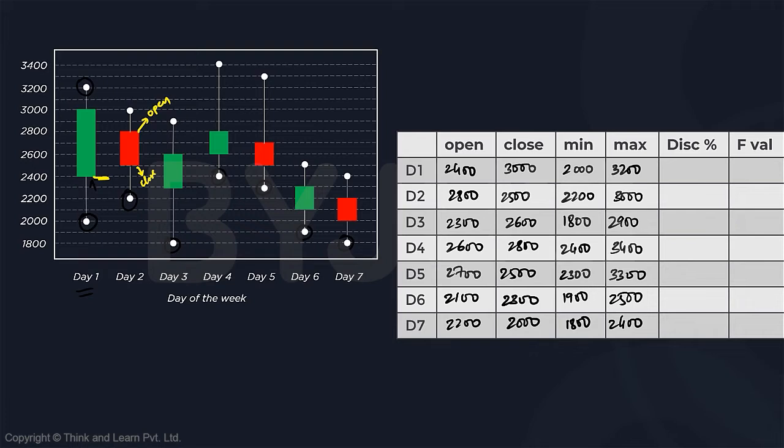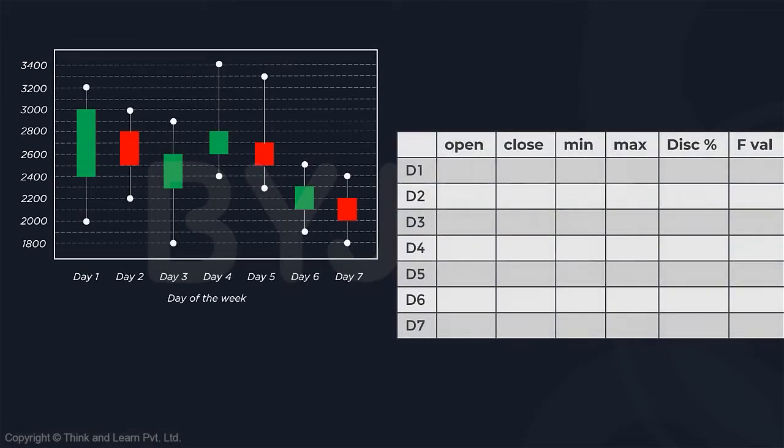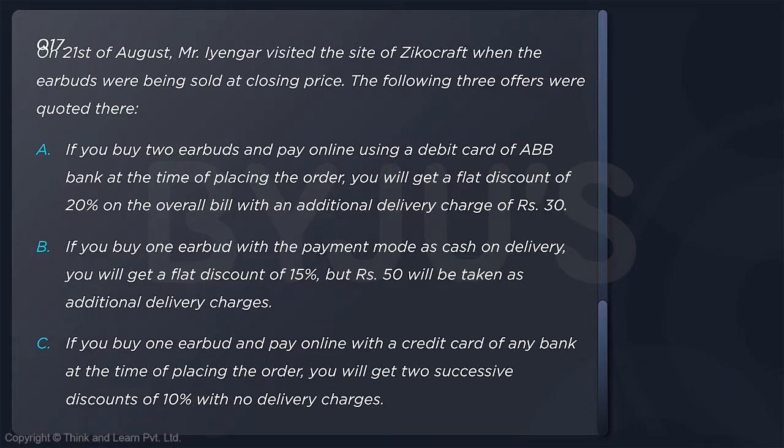Now let us see what kind of calculations they want. Now if you look at the first question, on 21st of August, Mr. Iyengar visited the site of Zicocraft when the earbuds were being sold at the closing price. The following 3 offers were quoted. So let's take a look at what is happening on 21st of August. 21st of August is the first day itself. So open is 2400 and close is 3000. Okay. So closing price, so this is 3000. This is the price for us.